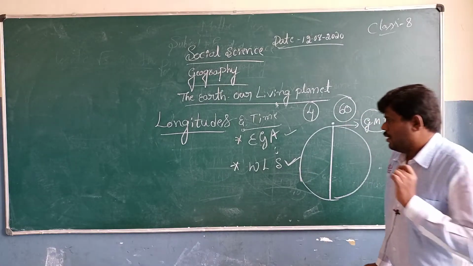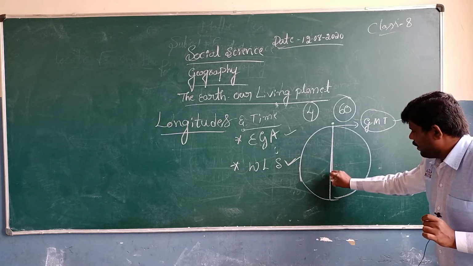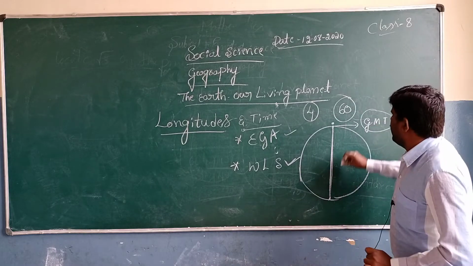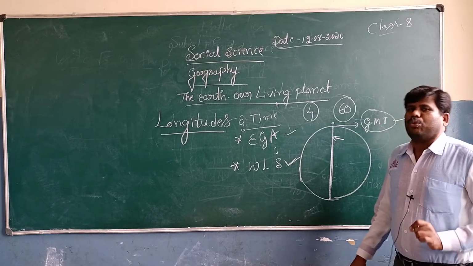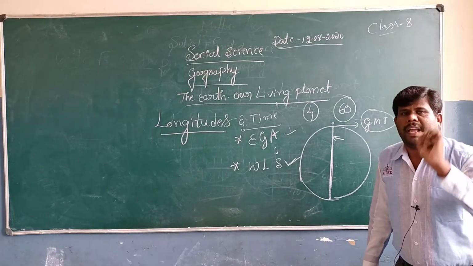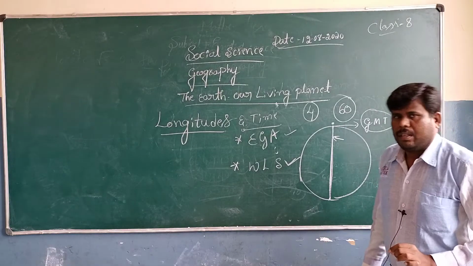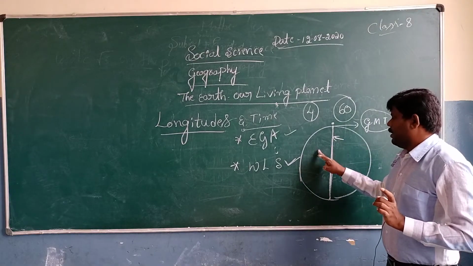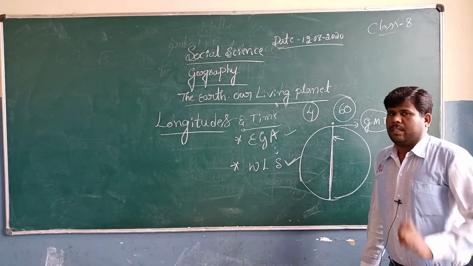What is this? Look at the board. This is the prime meridian. If we cross this line from east to west, we add a day or date. Understand? If we cross this line from east to west, we should add a day or a date.